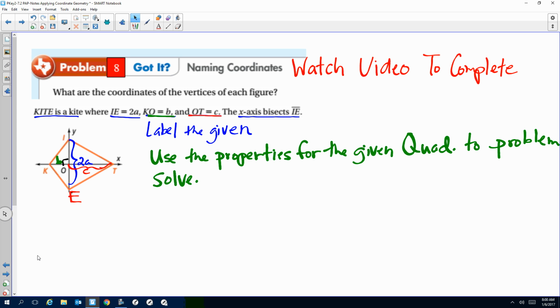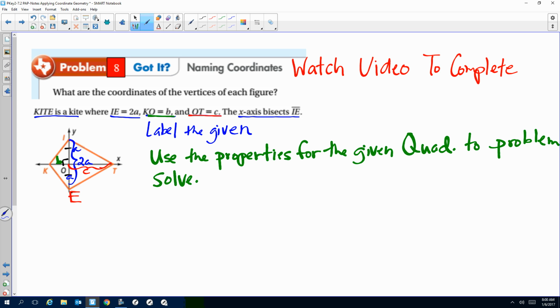You do need to make this. Why your properties of your quadrilaterals are very important, because I have a kite here. The diagonals of a kite are perpendicular, and your short diagonal gets bisected. Okay, so because of that, and since I went ahead and labeled it, IE had to add, the E was 2A. That lets me know that each piece here has to be A. Okay, AA gives me a total of 2A.